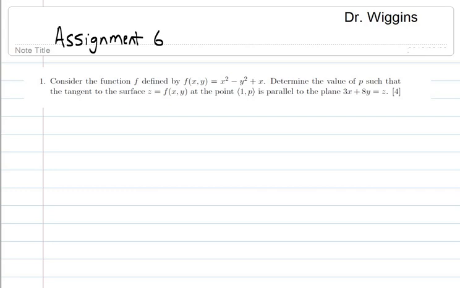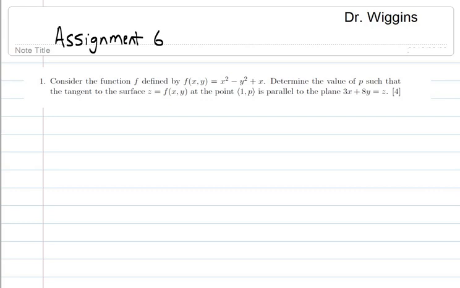F is defined as x squared minus y squared plus x, and we want to determine the value of p such that the tangent to the surface z equals f of x, y at the point (1, p) is parallel to the plane 3x plus 8y equals z. So we have two planes, the tangent plane and this other plane, and we want the two planes to be parallel. The first job is we need the normal of both planes.